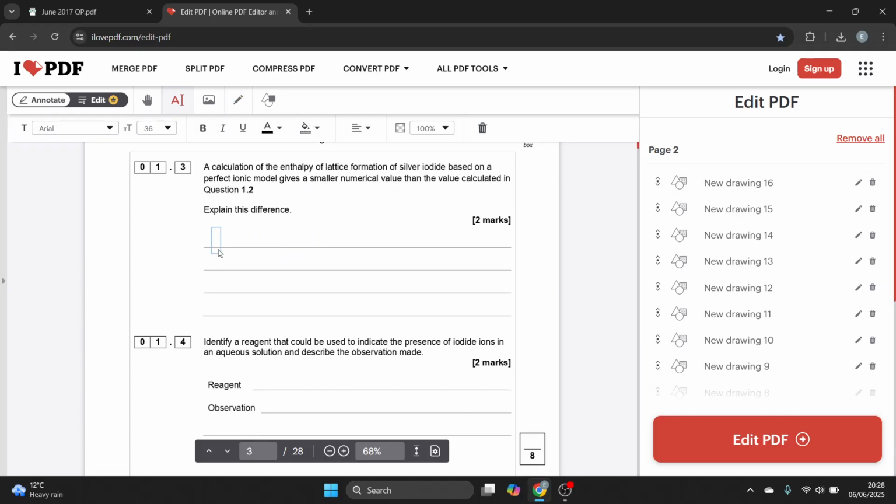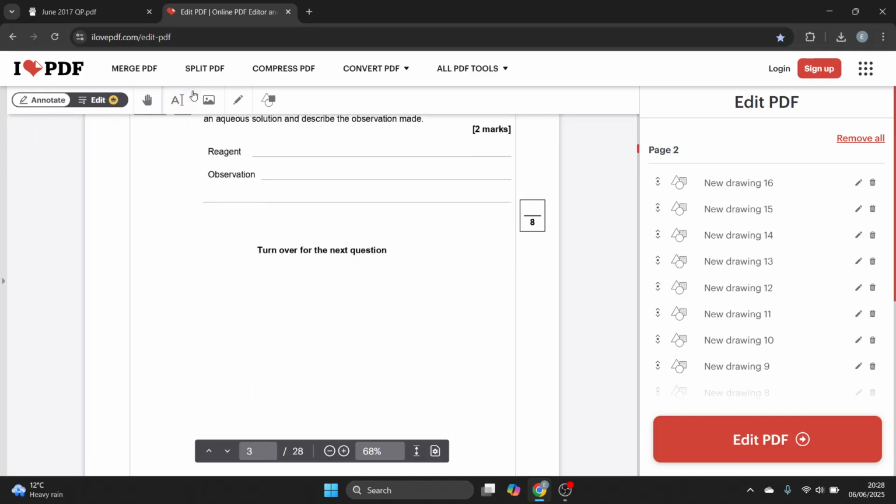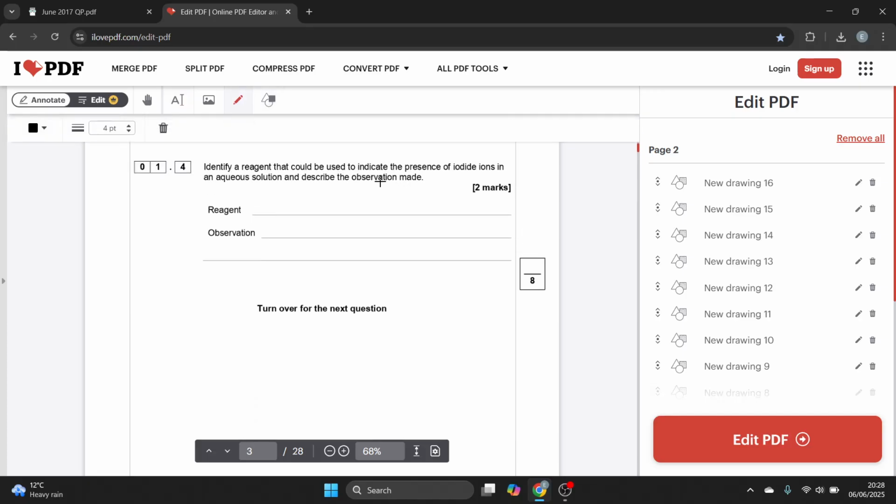So then it says, gives a smaller numerical value. That's because AgI contains covalent character, hence the forces holding the lattice together are stronger. Identify the reagent used to indicate the presence of iodide ions: silver nitrate, and the observation would be a yellow precipitate.